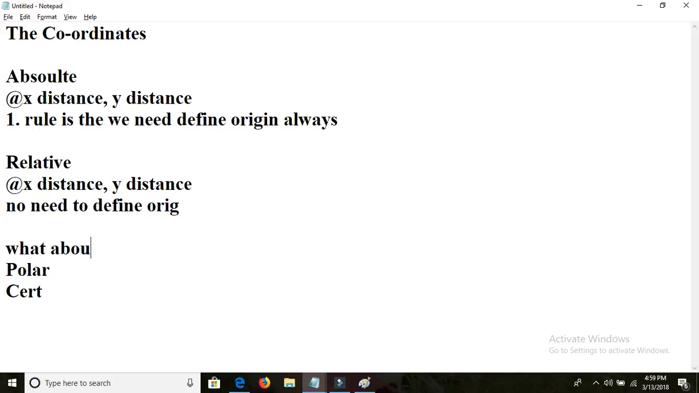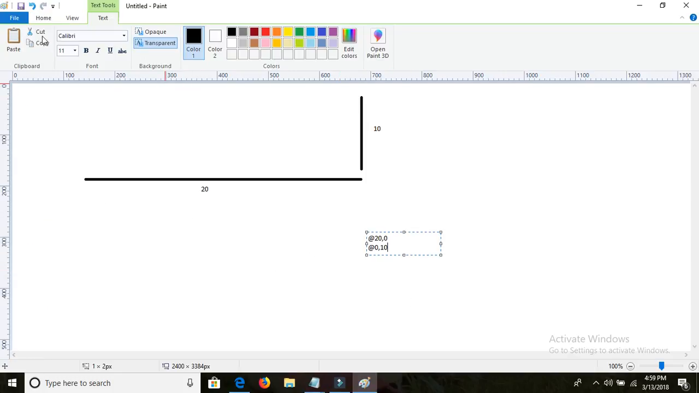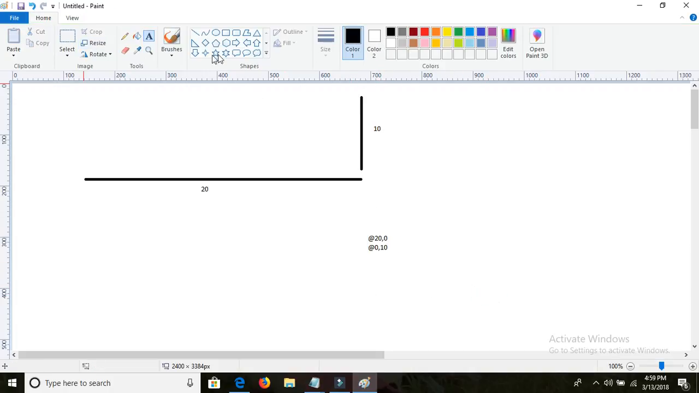What about the cross lines? So what about the cross lines? Suppose if there is a cross line, how can we draw that cross line in absolute and relative? That's very difficult. See, let's say I take one cross line here.